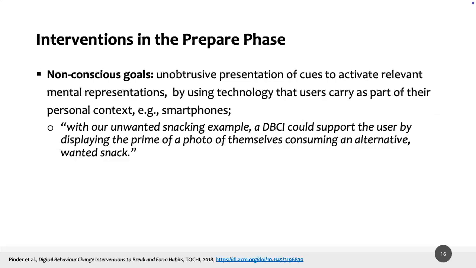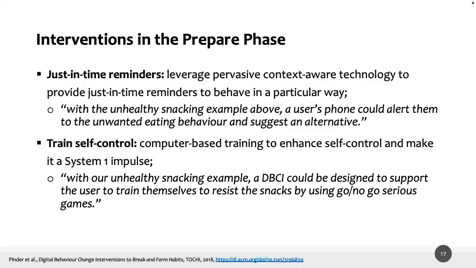Still in the prepare phase, we can use just-in-time reminders. So this is quite understandable. We know the context, so we know when to act, and we send some reminders exactly when the context is happening, right? And we can also train self-control. So again, using some serious game to train the self-control of the user.